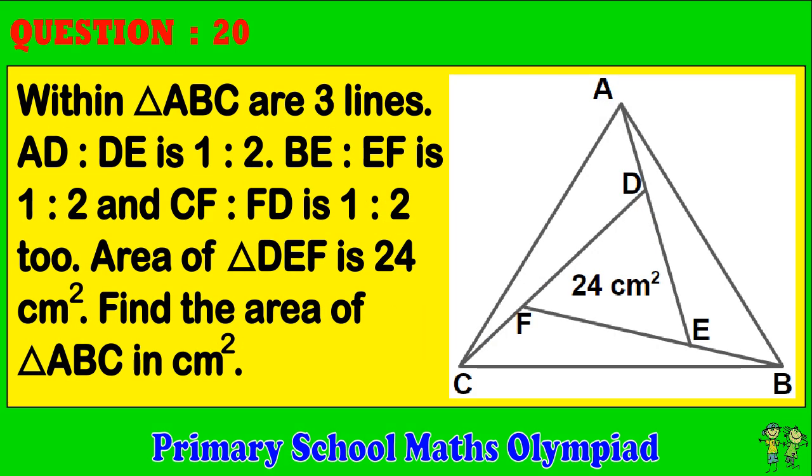Question 20. Within triangle ABC are 3 lines. AD to DE is 1 to 2. BE to EF is 1 to 2, and CF to FD is 1 to 2. The area of triangle DEF is 24 centimeters squared. Find the area of triangle ABC in centimeters squared.